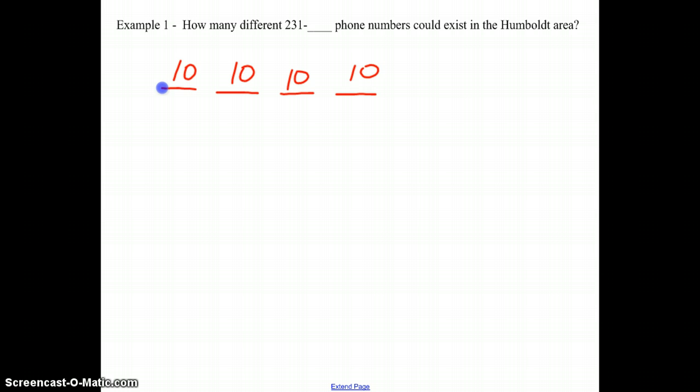So how would we figure out how many numbers altogether there could be? Good, we're going to multiply them together, so that'd be 10,000 in total.